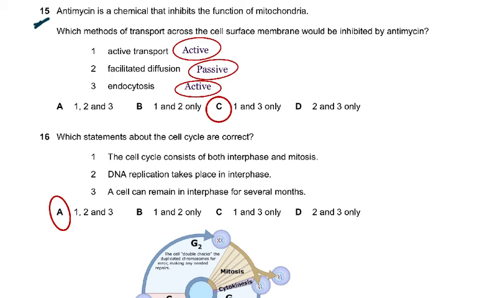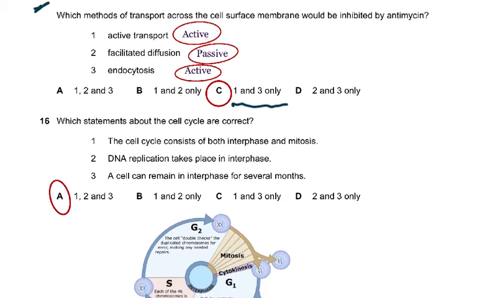by antimycin? Active transport is an active process. Facilitated diffusion is passive. Endocytosis is active. You have to realize mitochondria produce ATP but release energy. These are the words that we use biologically, which is correct English. So mitochondria produce ATP, but if we have to use any other word, we say releases energy. So which method of transport will be affected? It's only the active processes, active transport and endocytosis. So that is why the answer was 1 and 3 only.